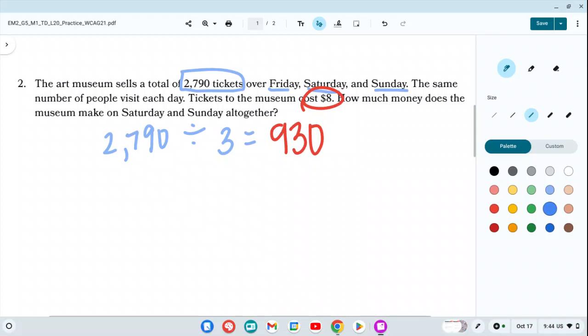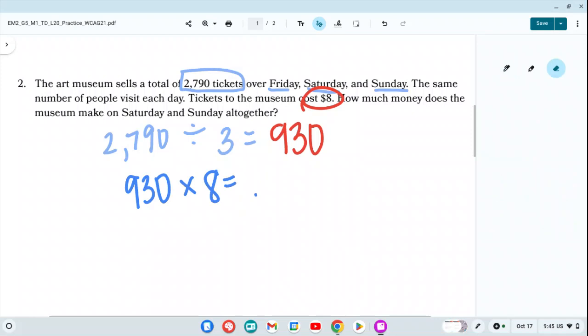If there are 930 people who come every day, multiply that by $8. Take a minute to find out how much money this is going to be. Go ahead and pause the video now.